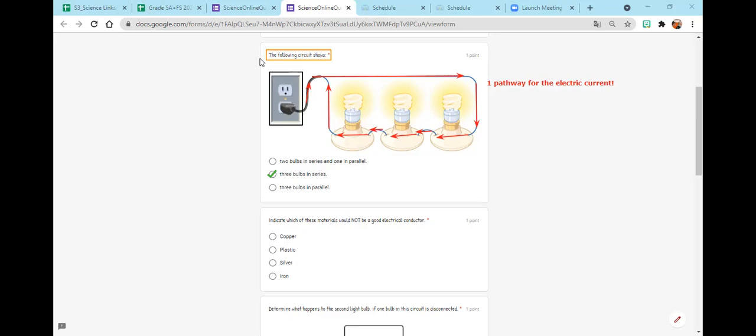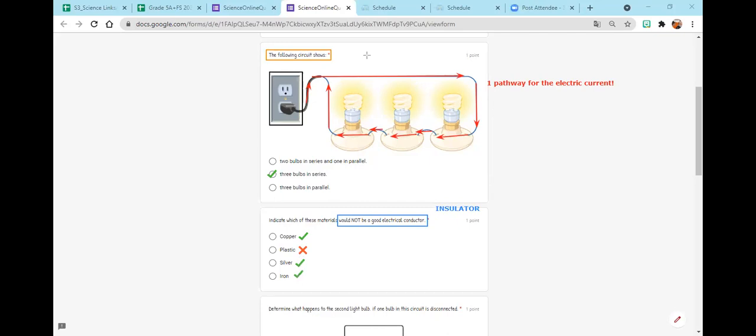Indicate which of these materials would not be a good conductor. I'm asking you to find the insulator. Is the copper a conductor or insulator? Conductor. Plastic: insulator. Silver: conductor. Iron: conductor.